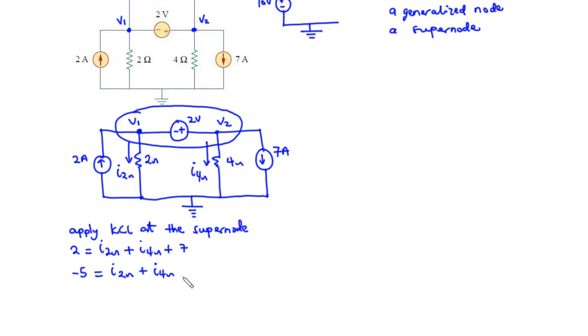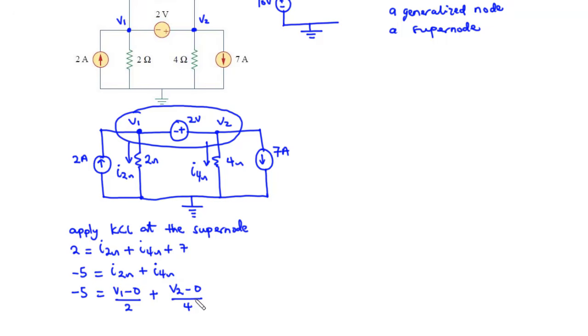Now we are going to apply Ohm's law here in order to obtain the node voltages. So let's say we have negative 5 equals, now for I 2 ohms, that is V1 minus 0 over 2, plus, for I 4 ohms we have V2 minus 0 over 4. Now let's simplify this equation.